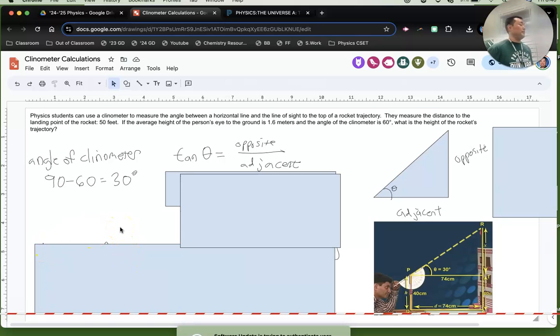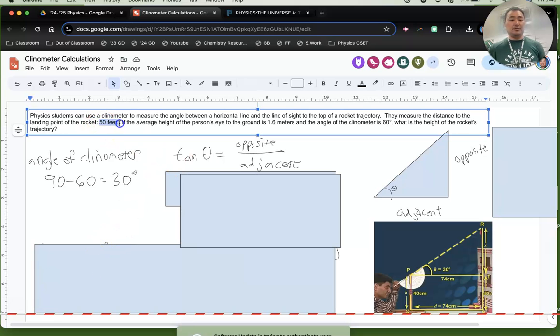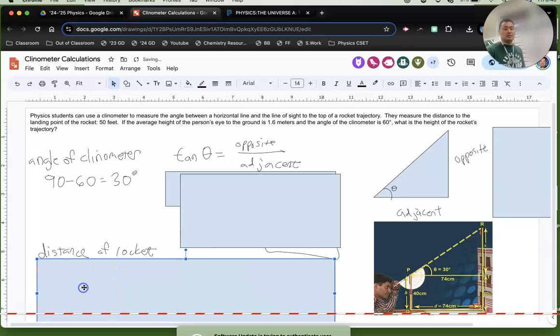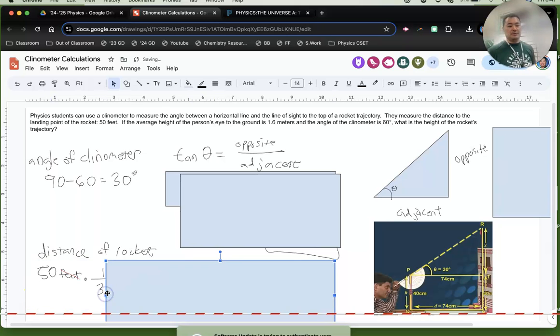After you find the true angle of the clinometer, you have to convert your distance to meters. So rewrite distance. Here, let's do this. Distance of the rocket. You're going to start with 50 feet, and then we'll convert it to meters. So 50 feet. Ignore the red part for now.